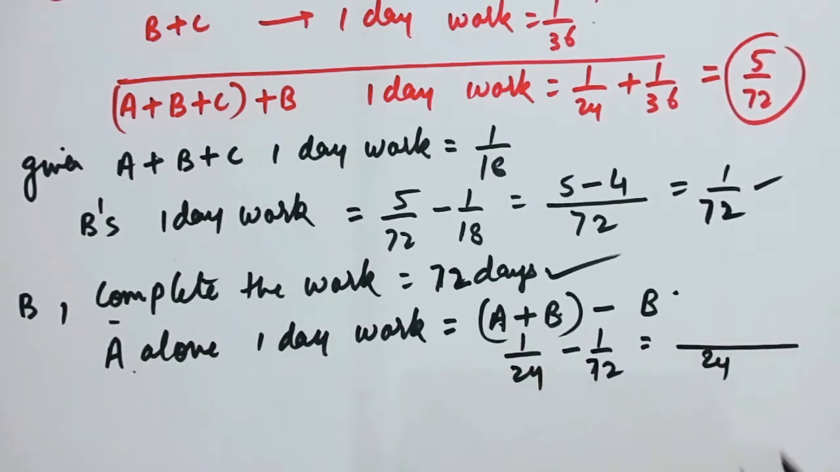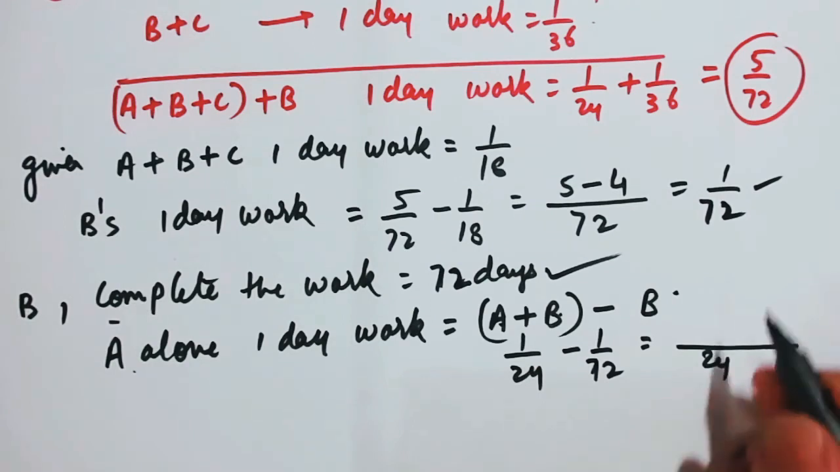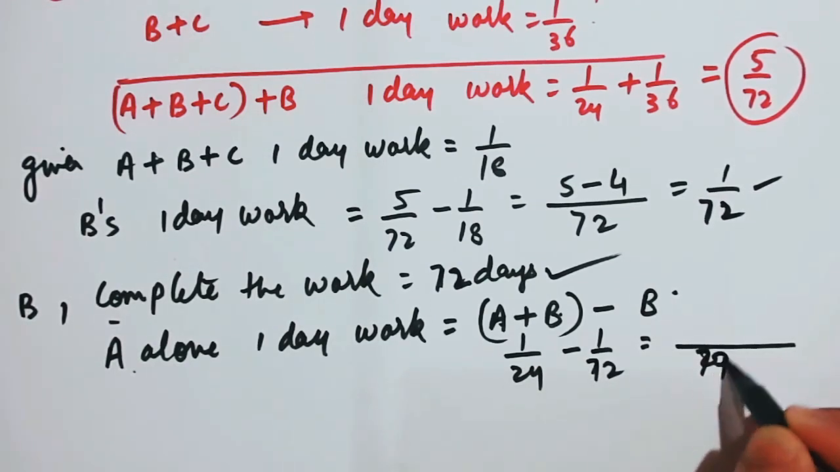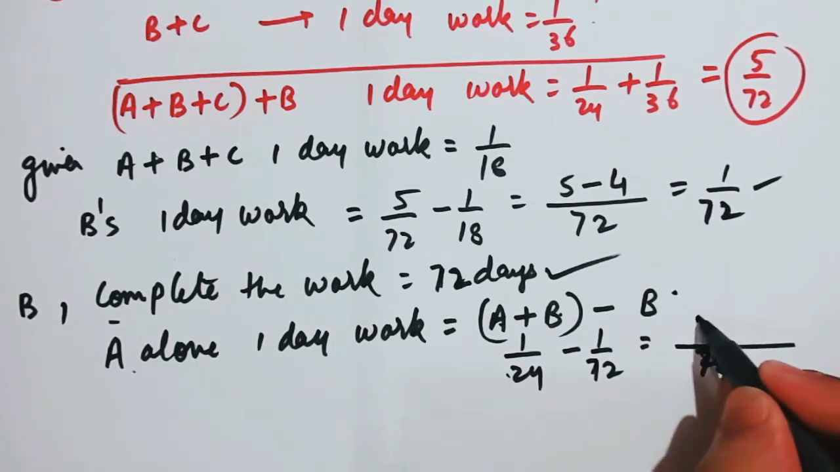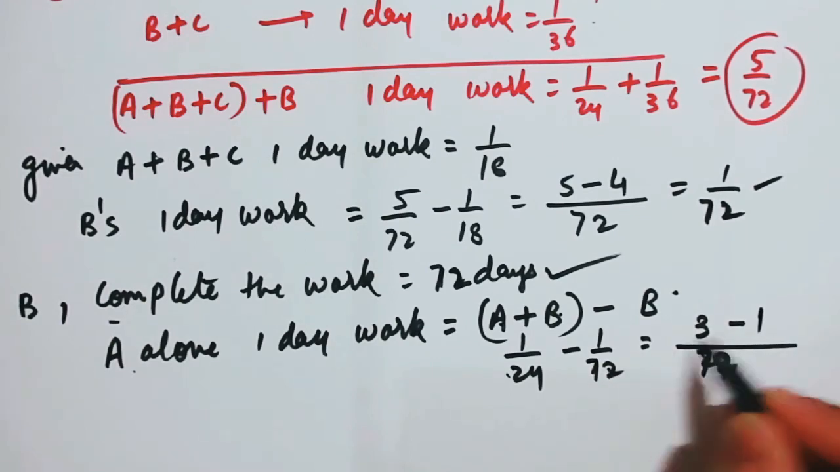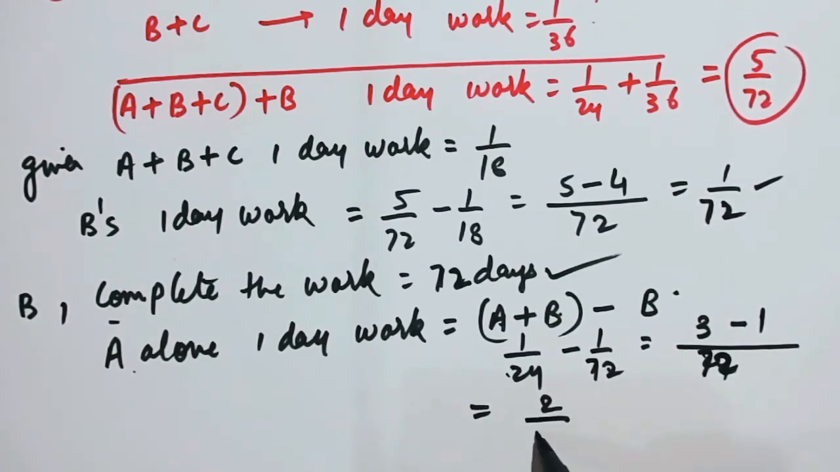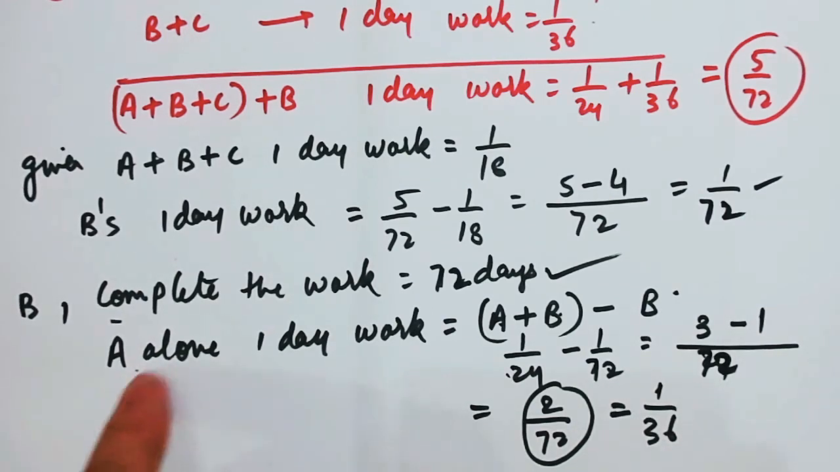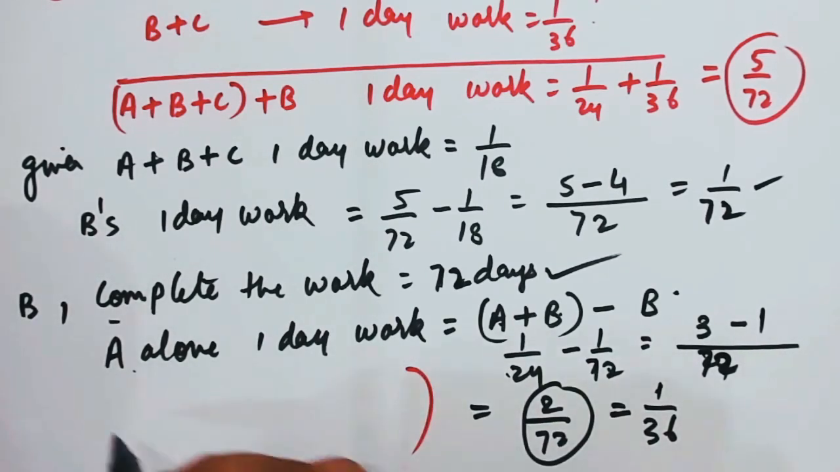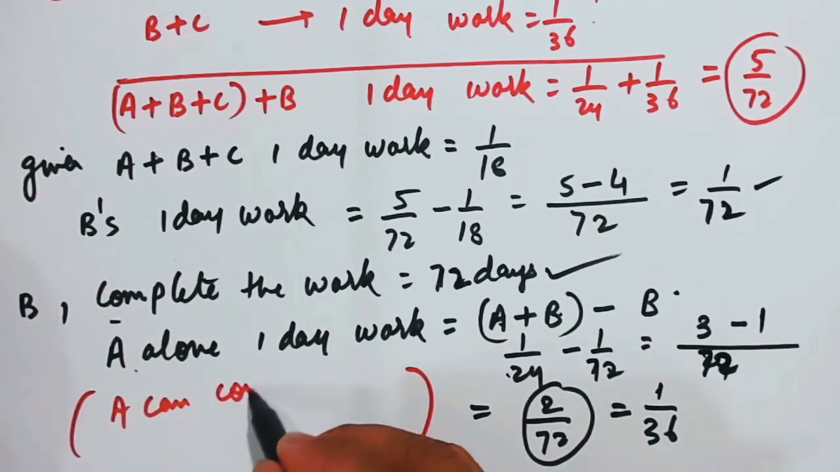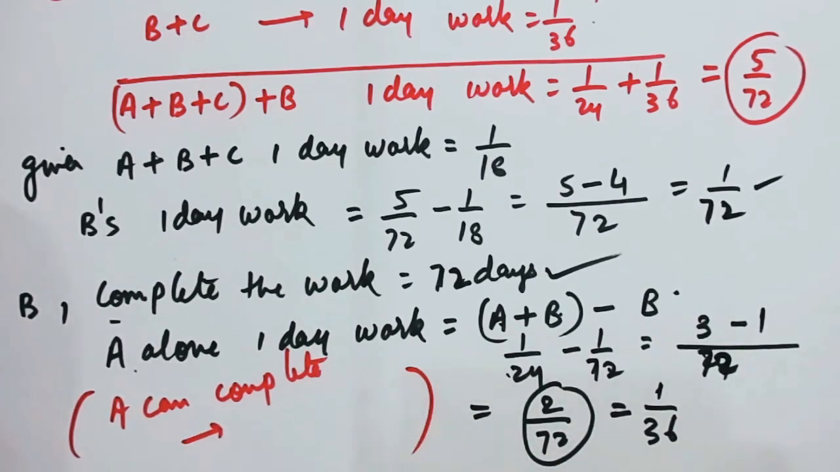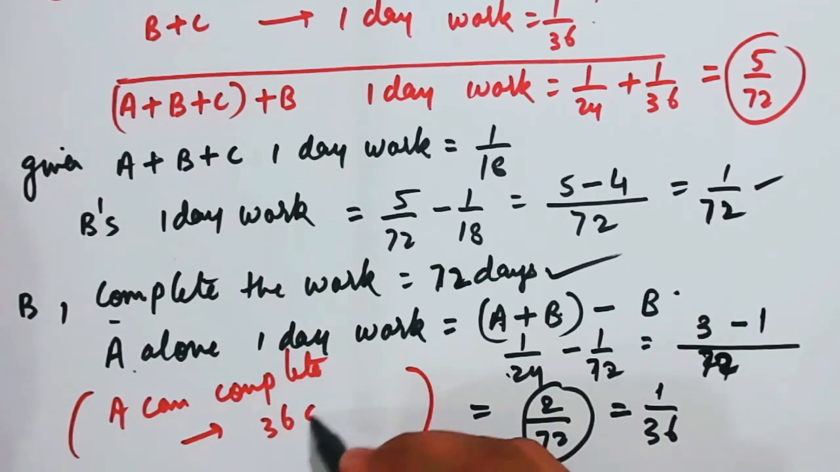1 by 24 minus 1 by 72. What will you get? Our LCM will be 72, and then 24 how many times? 24 3 times and 72 1 time. 3 minus 1 is equal to 2 by 72. 2 by 72 is equal to how much? Equal to 1 by 36. So A alone one day work is equal to 1 by 36. Therefore A can complete it in how many days? In 36 days. In 36 days.